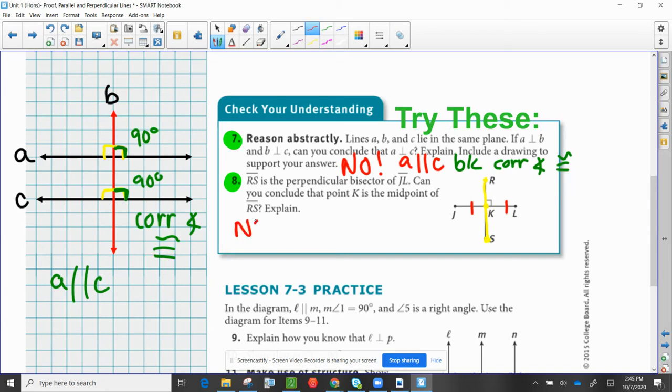Okay, well, here the answer again is no. Okay, we don't know anything about RS. It could be that it's the midpoint, but we have nothing to say here that it is. In this point, since we know that it was a perpendicular bisector, we know that the segment that it cuts through, that's the midpoint. Okay, so K is actually the midpoint of JL. That's the only segment we know it's a midpoint for because of what a perpendicular bisector does. Okay, we do not know that it's the midpoint for RS.